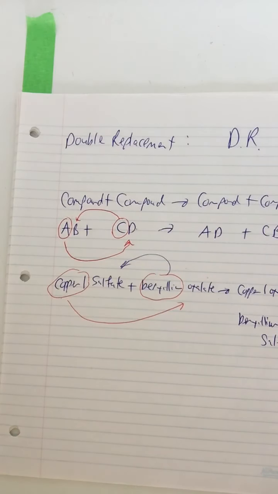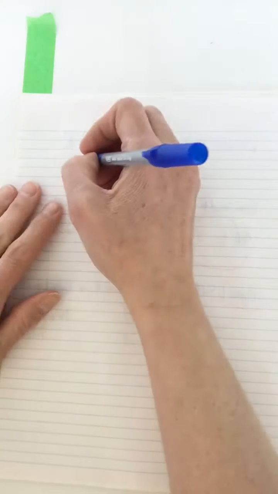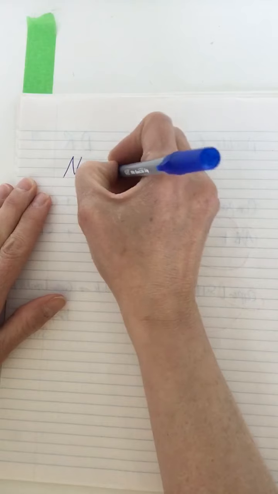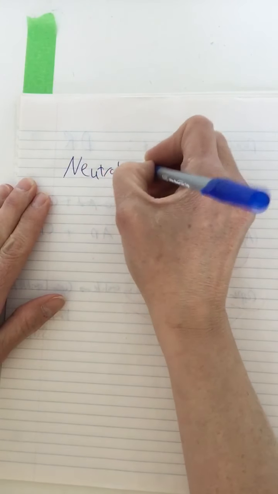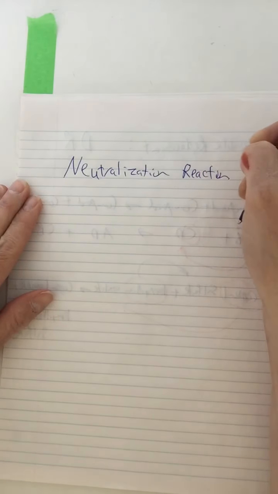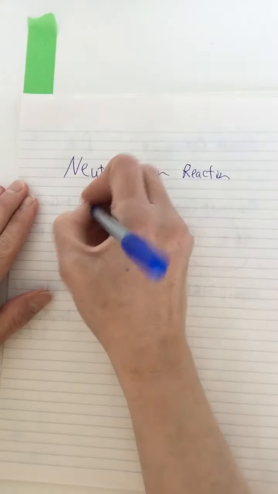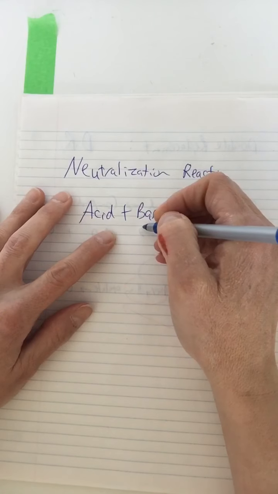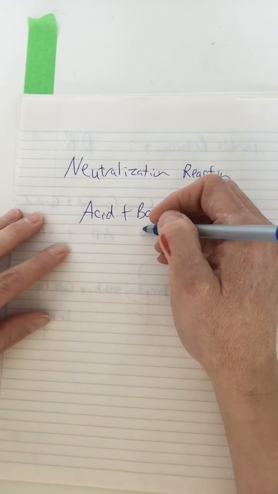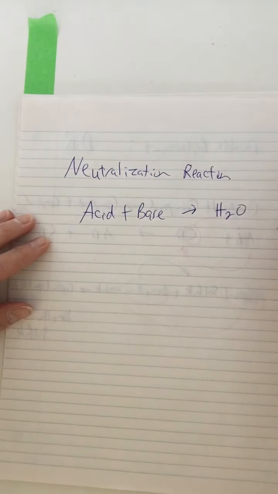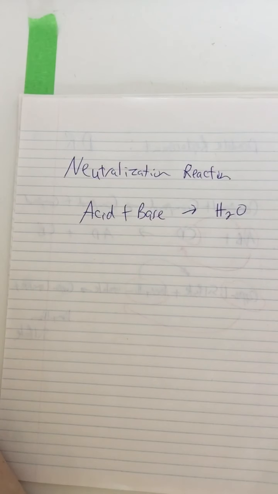Okay? So there's another kind of double replacement reaction that's a bit specific. It's called a neutralization reaction. I'm going to write that down. Neutralization reaction. So this is a double replacement reaction where we have an acid plus a base. These two things react. Okay? And you always get water. That's always one of the byproducts. So I'm going to show you an example of this.